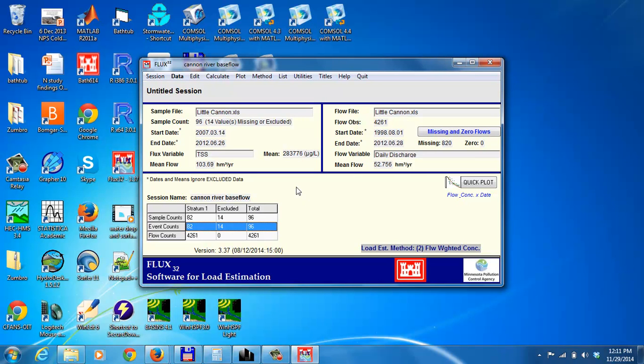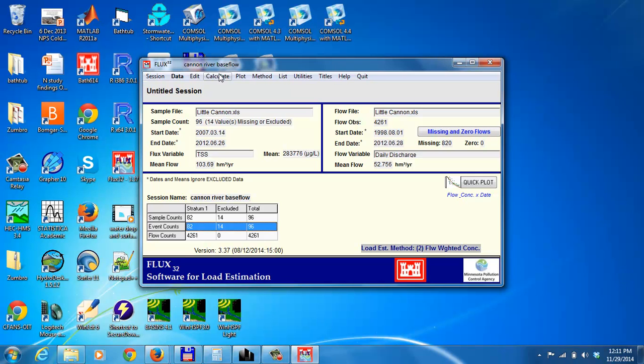So the data has been loaded, both the continuous flow record and the sample data. There are 96 sample values. In this case, it's sediment that was sampled along with the flow. There are 4,261 continuous flow measurements.